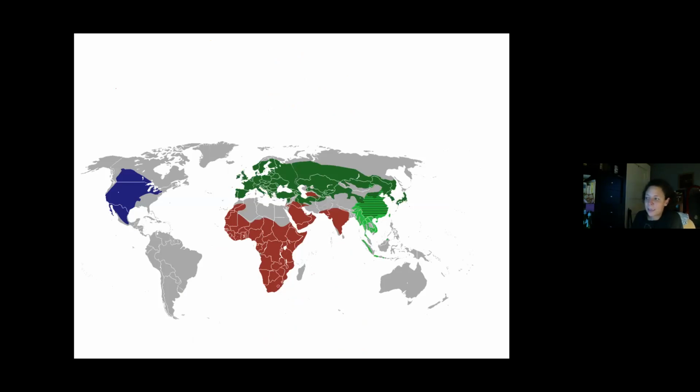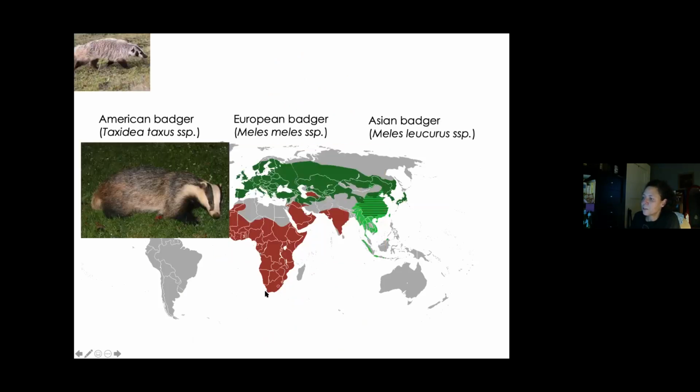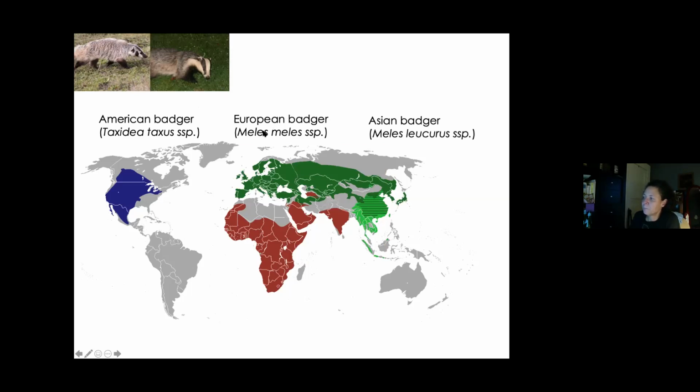So just to give you a closer look at the global distribution of badgers. First we have the American badger. This is Taxidia taxus. And a lot of these genuses and species have subspecies associated with them. Another species we have is the European badger, and they range across Europe, Western Europe primarily. The European badger is Meles meles, and then there's also an Asian species called Meles leucurus. And I didn't put a picture of it because it looks a lot like the European badger. It's just a little bit paler and has some different behaviors. They live in caves.